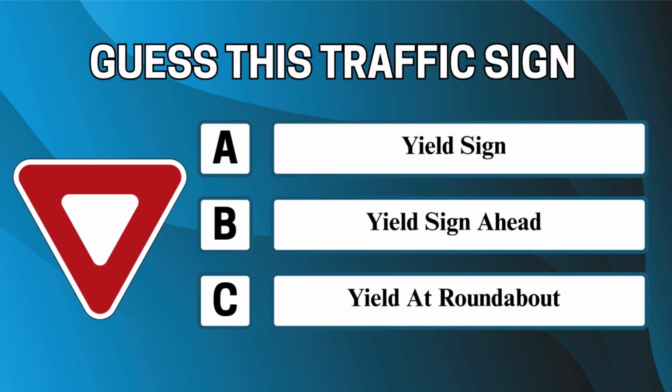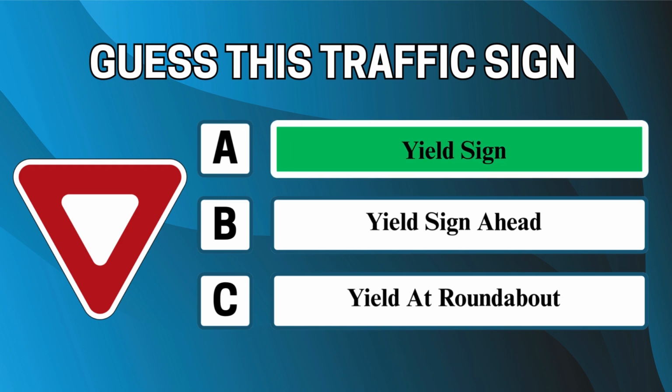What is this road sign? A. Yield sign. B. Yield sign ahead. C. Yield at roundabout. Yes, this is the yield sign.